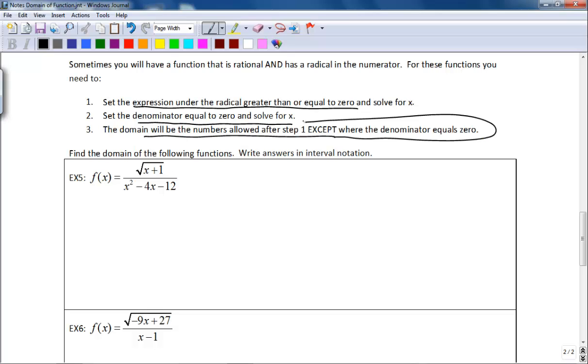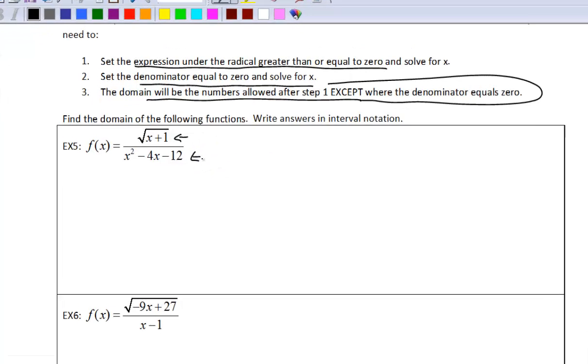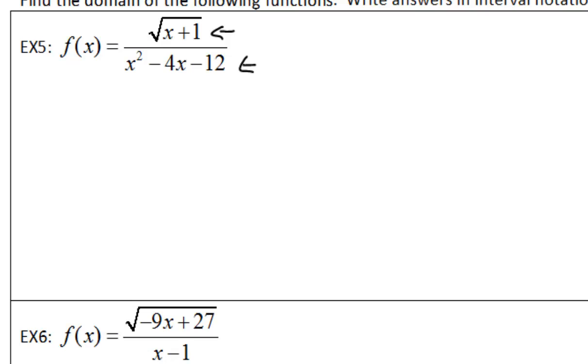So it's going to be all the numbers from step 1 except where the denominator equals 0, which is the number from step 2. All right, let's look at a couple examples of this. So this has an even root function in the numerator, and it also has a denominator.